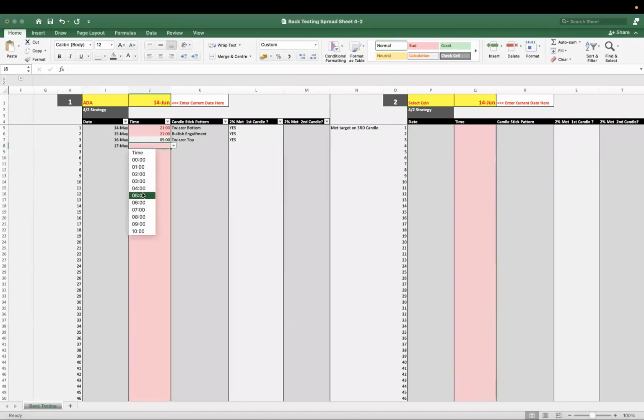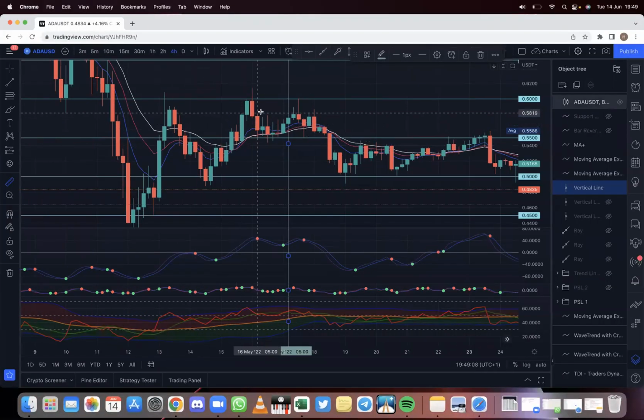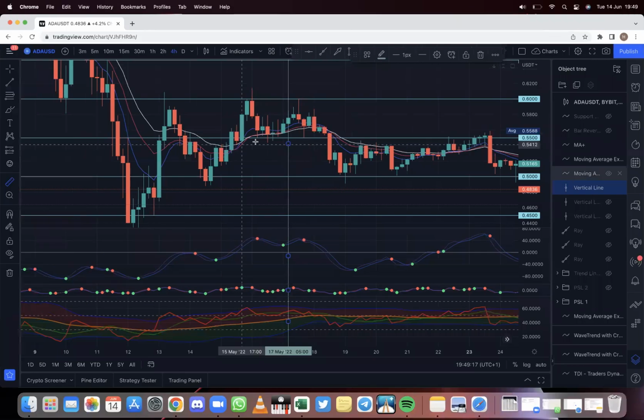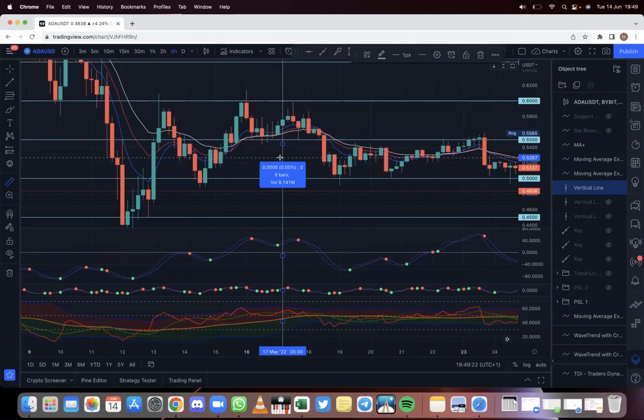The time was 05 again. And then what did we see? We saw something that looks more like a morning star. So we picked that one, morning star. And then we go and measure. Did we hit the target in the first candle?